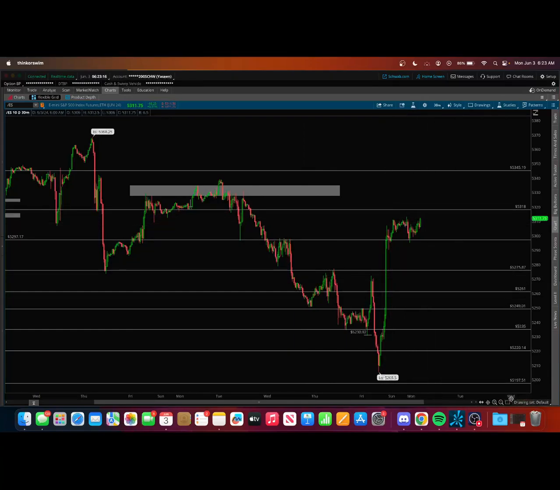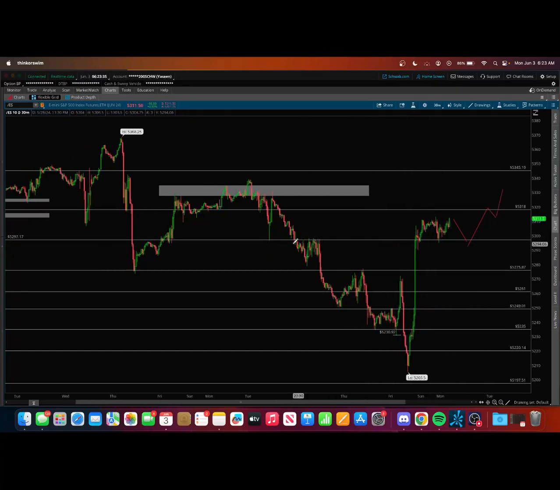So the ideal scenario would be something like this, right? Where it goes like this, it holds, comes back up, dances a little bit, and comes back right here. That would be the perfect scenario. A dip off the open would be great at 52.97.